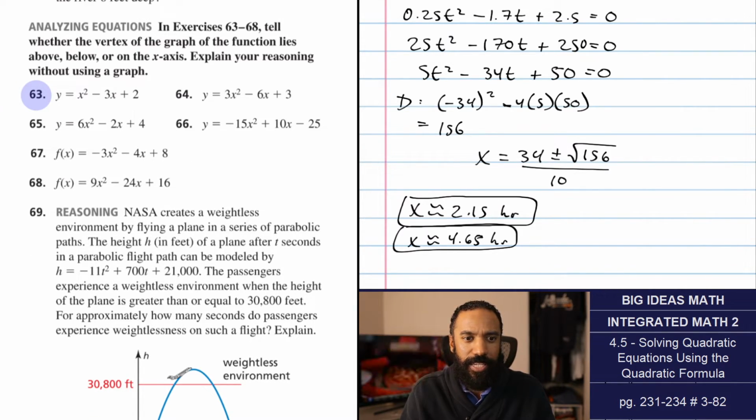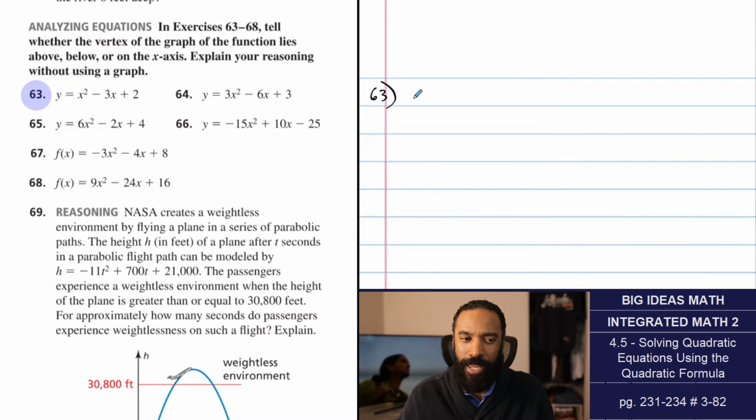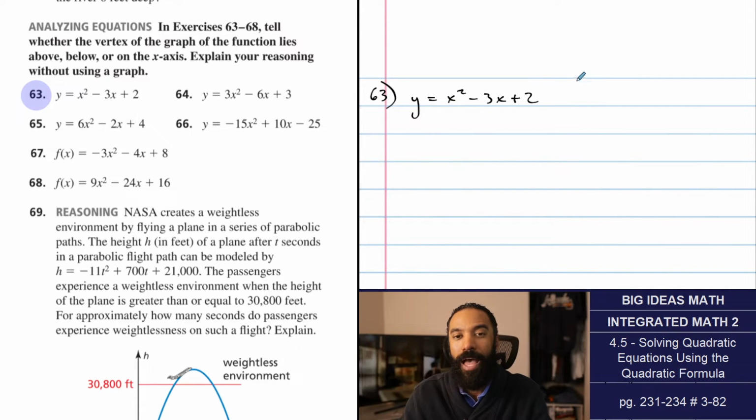All right, next exercises are 63 to 68. Tell whether the vertex of the graph of the function lies above, below, or on the x-axis. Explain your reasoning without using a graph. Thank you, I don't want to use a graph. So 63, y equals x squared minus 3x plus 2. Now, sometimes I'll do the discriminant, sometimes I don't have to. I can use any means necessary.